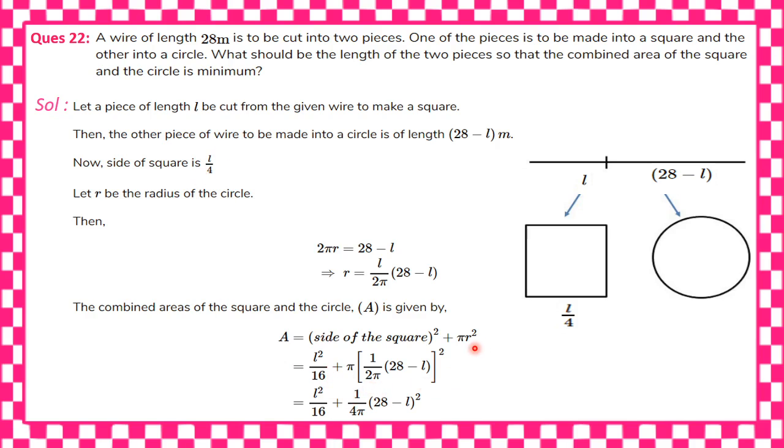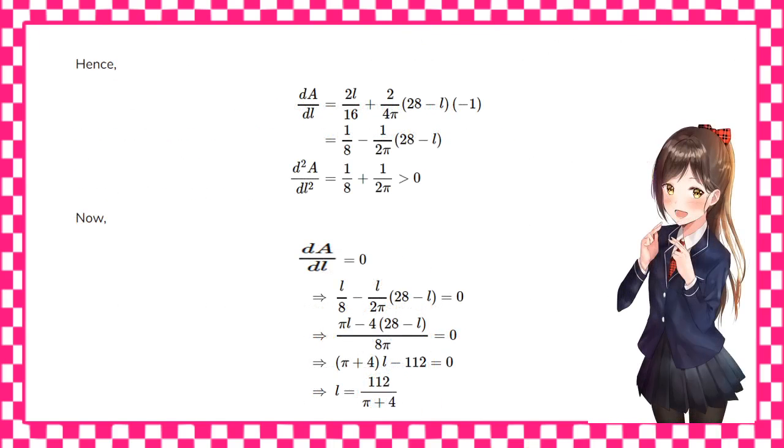And here area of circle, right? Pi r square. R is this. We have taken out from this equation and its square. Now differentiate dA by dL. Double derivative is greater than 0. It's clearly visible. Equate the first derivative with 0 for finding the critical points.